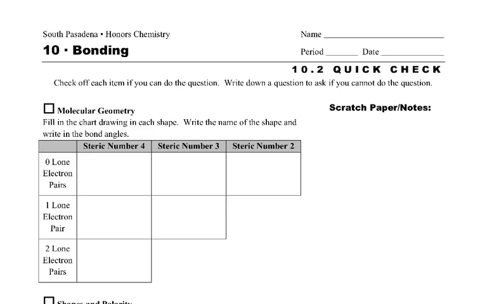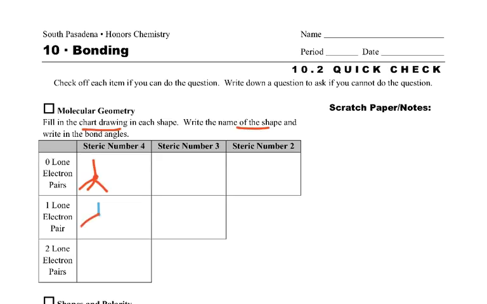Okay, I'm going to go over the 10.2 quick check kind of quickly. It says to draw each of these shapes, write in the name of the shape and the bond angles. For steric number 4, I like to draw it like this, and I put a little bit out like that, a little bit different than the way Mr. Koo does it. If I had a lone pair, though, I'm going to draw my lone pair like this.